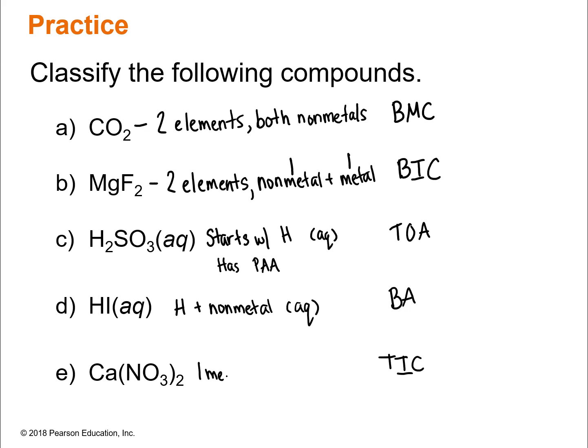It's a ternary ionic compound. We've got a metal plus 2 nonmetals for a total of 3 elements. So the number of elements keys you in that it has to be something ternary. And there's only 2 choices, ternary ionic or ternary oxyacid. Since you don't see a hydrogen or aqueous, it can't be an acid. So it has to be a ternary ionic compound.